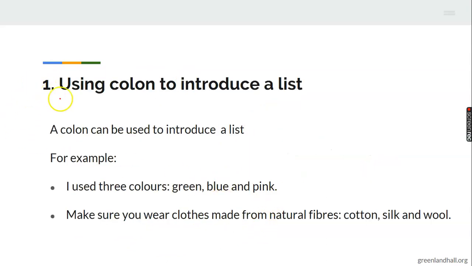The first one, using colon to introduce a list. A colon can be used to introduce a list. For example, I use 3 colors: green, blue, and pink. I've placed my colon here in introducing the list of the colors. So you can see this colon right here is introducing the list of colors. Make sure you wear clothes made from natural fibers: cotton, silk, and wool. I'm making use of my colon here again to introduce the list.